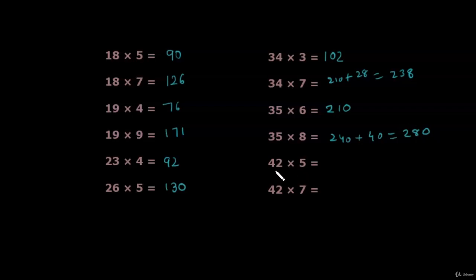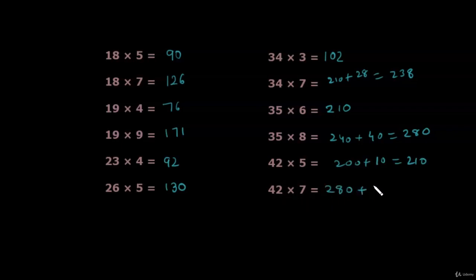Now 5 times 4 is 20, but the place value of this 4 is 40. So 5 times 40 is 200. 200 plus 5 times 2 is 10. So the answer is 210. Now 7 times 4 is 28. But the place value of this 4 is 40. So 7 times 40 is 280.